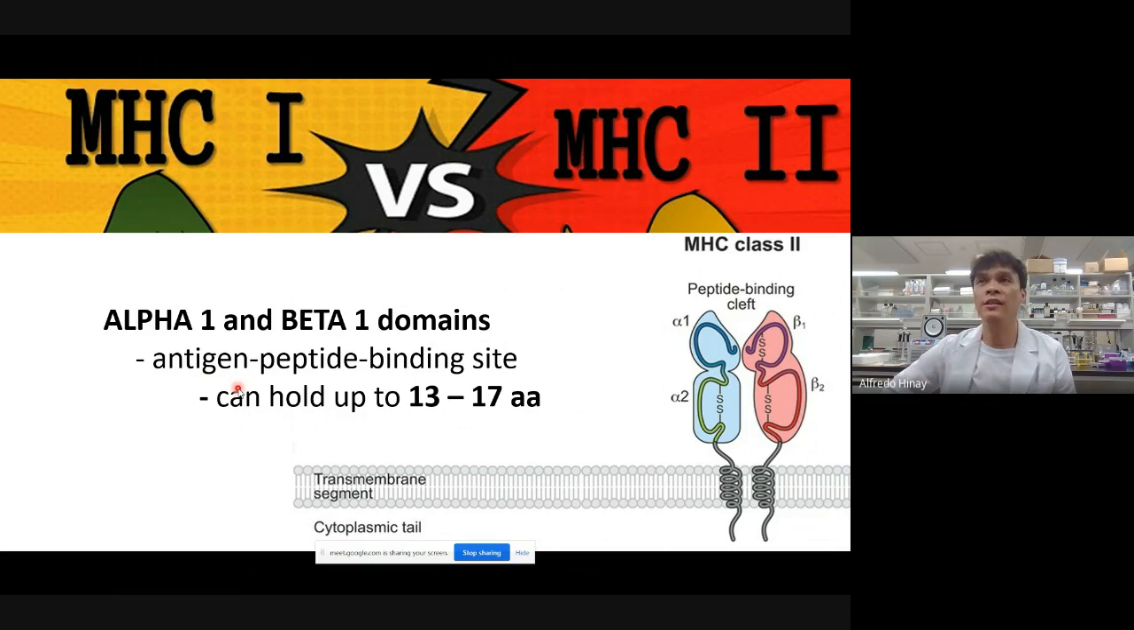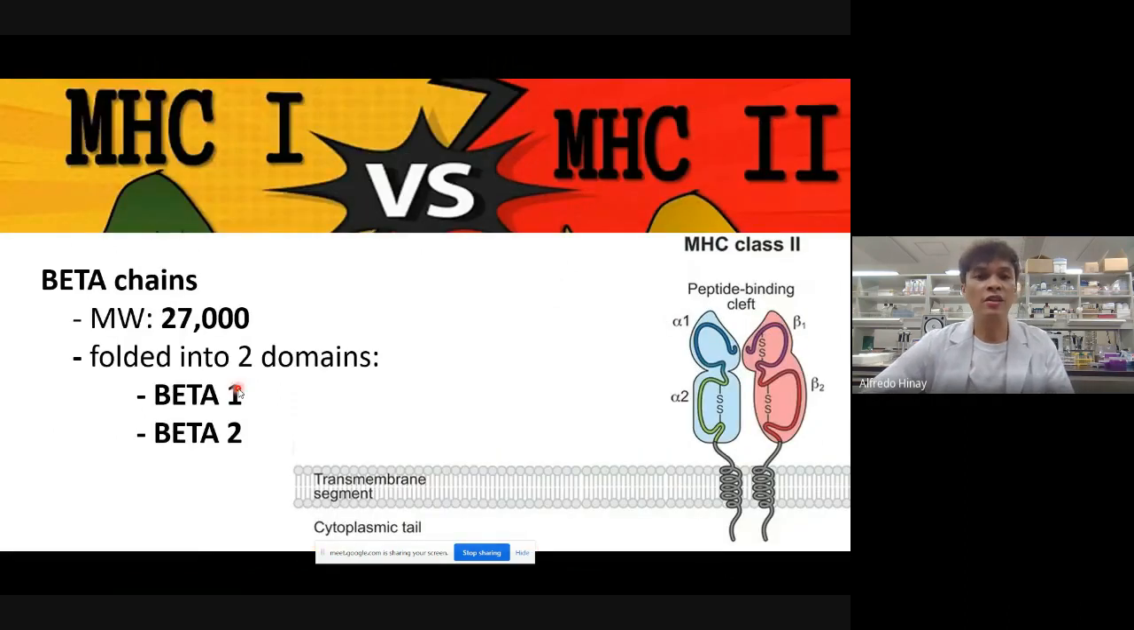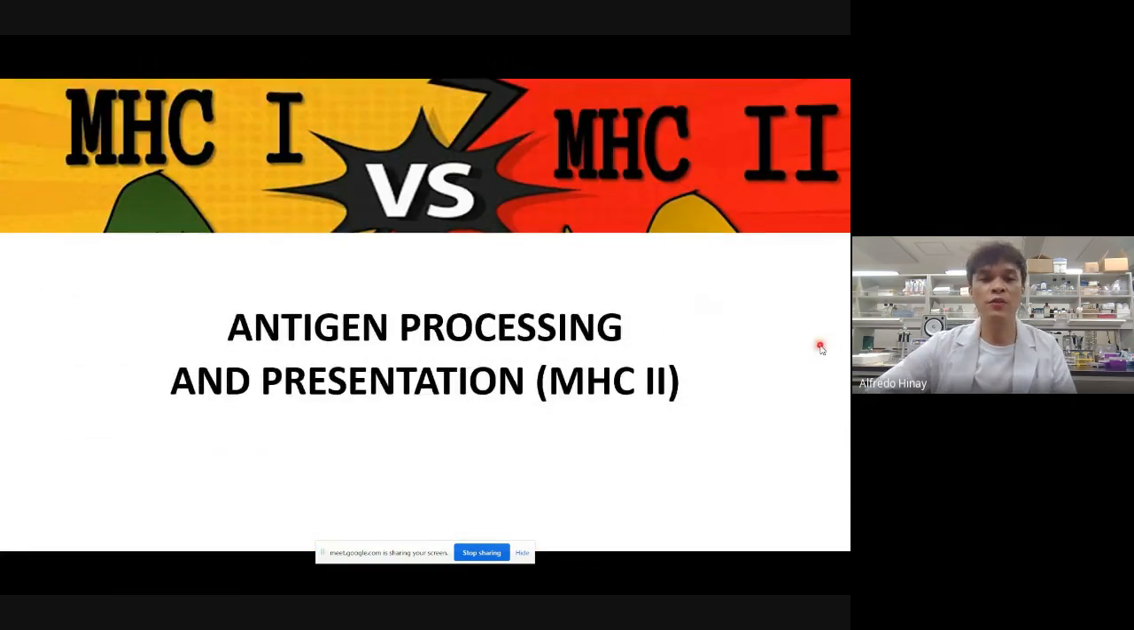Compared with your class 1, where we have alpha 1 and alpha 2, with your class 2 you have your alpha 1 and beta 1. It can hold up to 13 to 17 amino acids. Compared with class 1, which is shorter, right? In class 2 it is a little longer, up to 17 amino acids. Then the beta chain is 27,000 daltons and folded, of course, with your beta 1 and your beta 2.